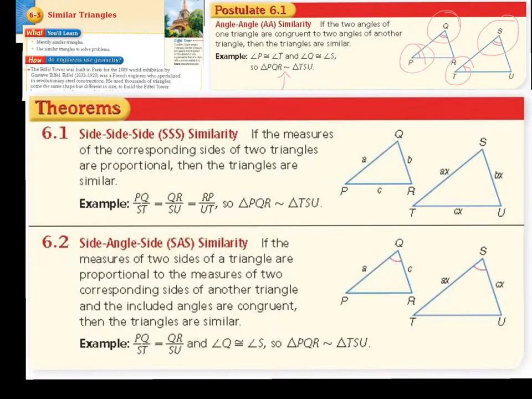The side-side-side similarity postulate: if the measures of the corresponding sides of two triangles are proportional, then the triangles are similar. So it's like side-side-side triangle congruence, only we have the word proportional instead of congruent. And 6.2, the side-angle-side similarity postulate: if the measures of two sides of the triangle are proportional to two corresponding sides of another triangle and the included angles are congruent, then the triangles are similar.